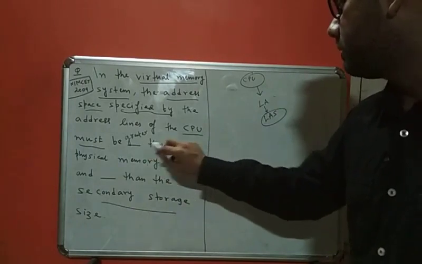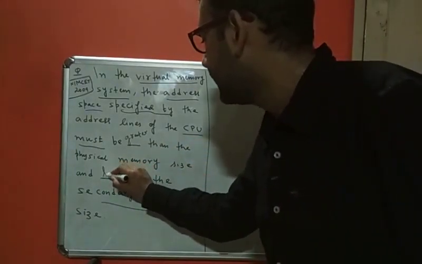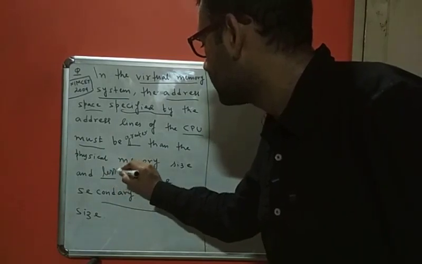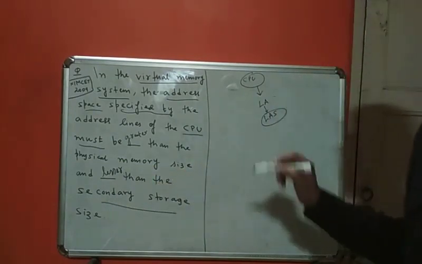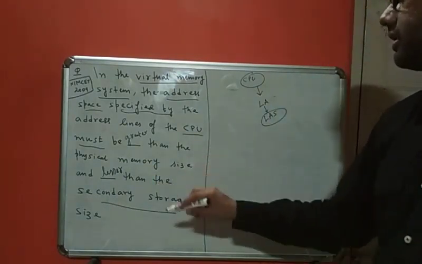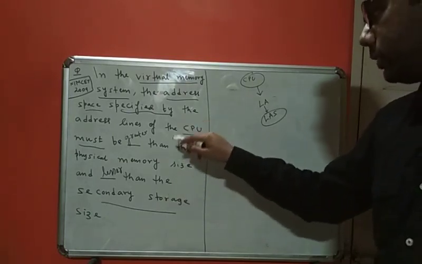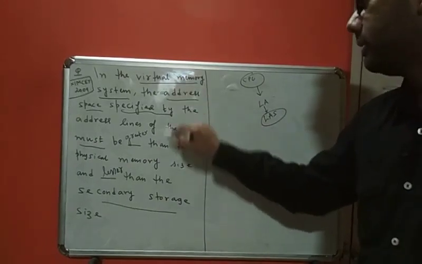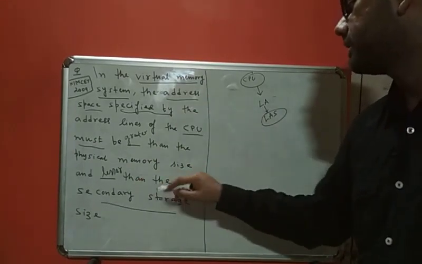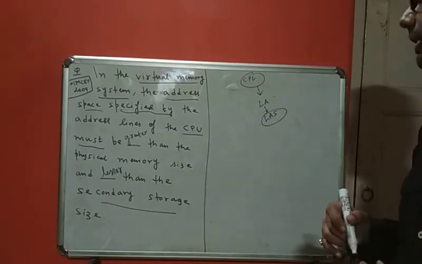So it must be greater than the physical memory size and it must be lesser than the secondary storage size. So this is the answer. It must be greater than the physical memory size. So the size of a process must be greater than the physical memory size if you are using virtual memory system, and it must be lesser than the secondary storage size. It must be limited by the size of your secondary memory.